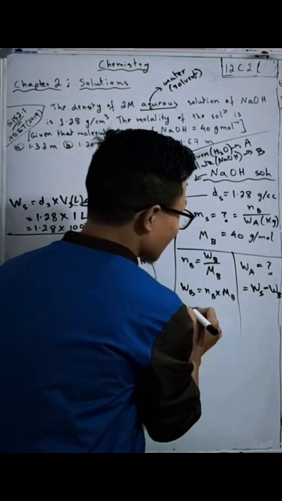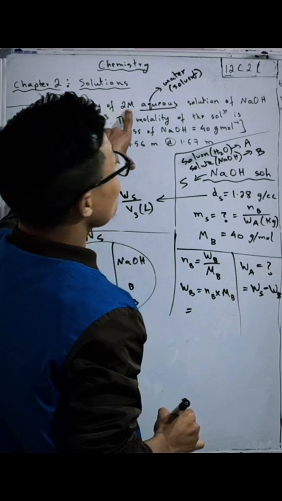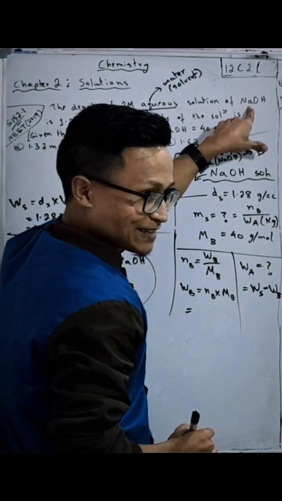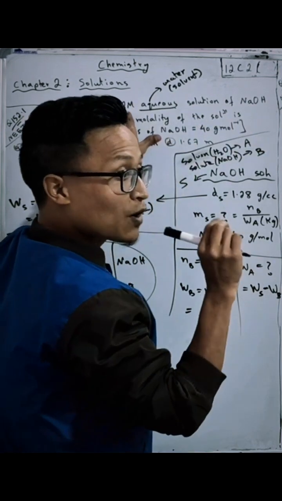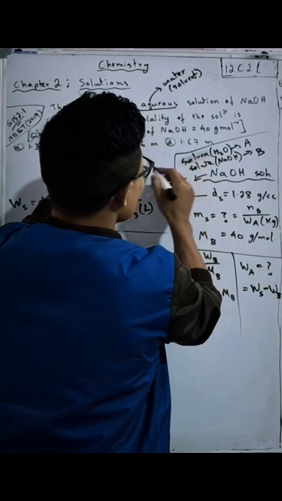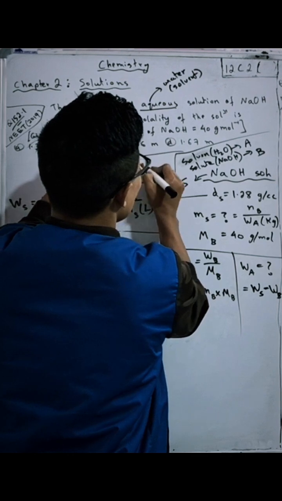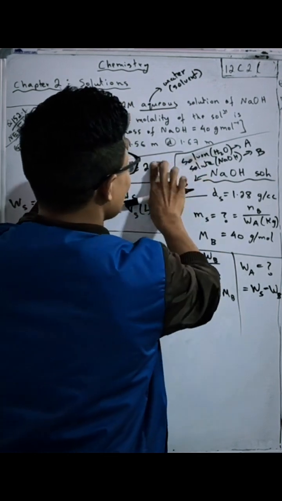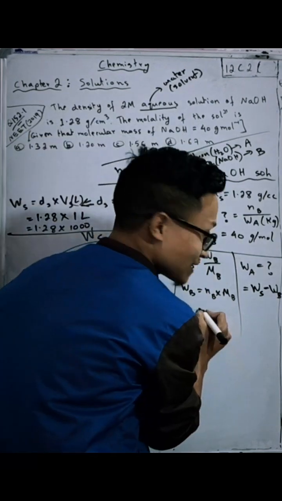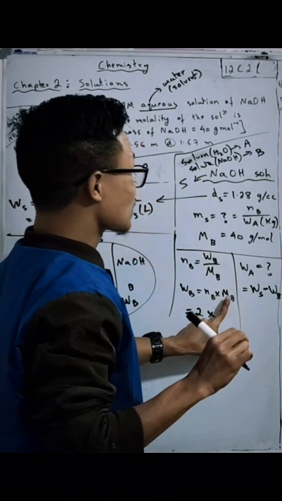Next, nB. We have here 2 mole. This 2 mole is of sodium hydroxide. What is this 2 mole? It is the number of moles. So the number of moles of the solute is 2 mole. What is the molecular mass of the solute?